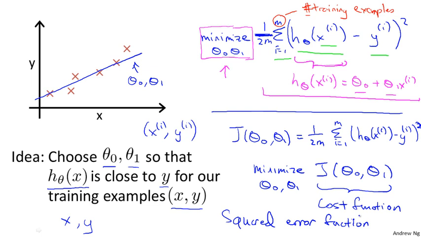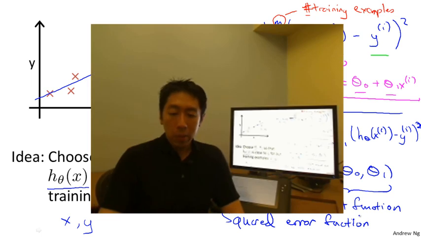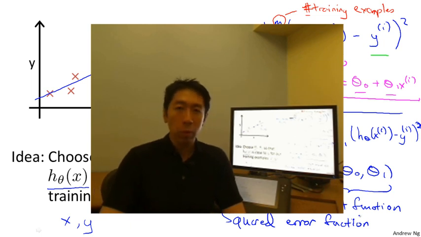So far we've just seen a mathematical definition of this cost function, and in case this function J of theta 0, theta 1 seems a little bit abstract and you still don't have a good sense of what it's doing, in the next video, in the next couple of videos, I'm going to go a little bit deeper into what the cost function J is doing and try to give you better intuition about what it's computing and why we want to use it.